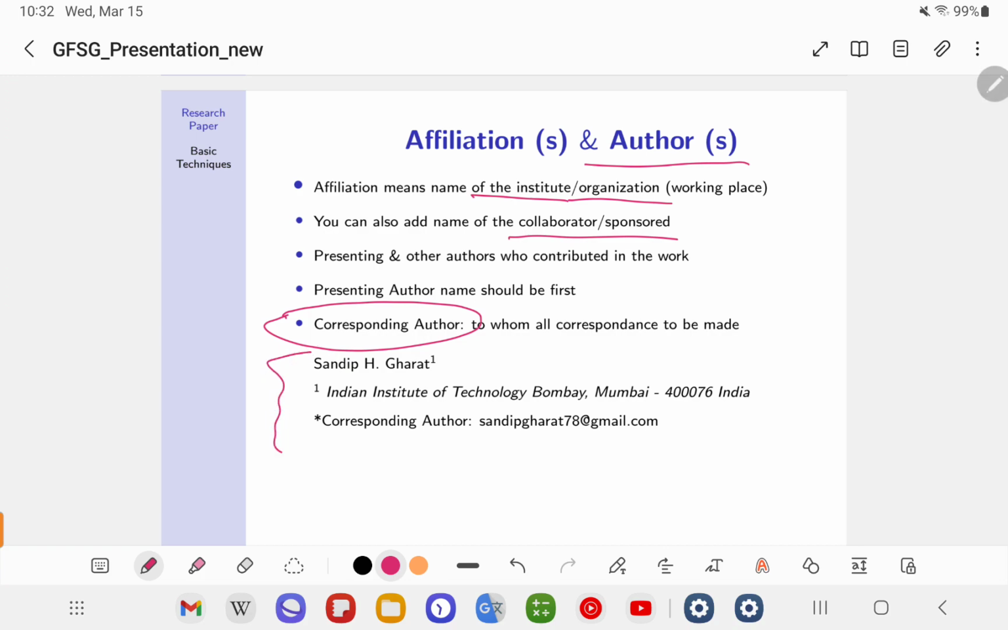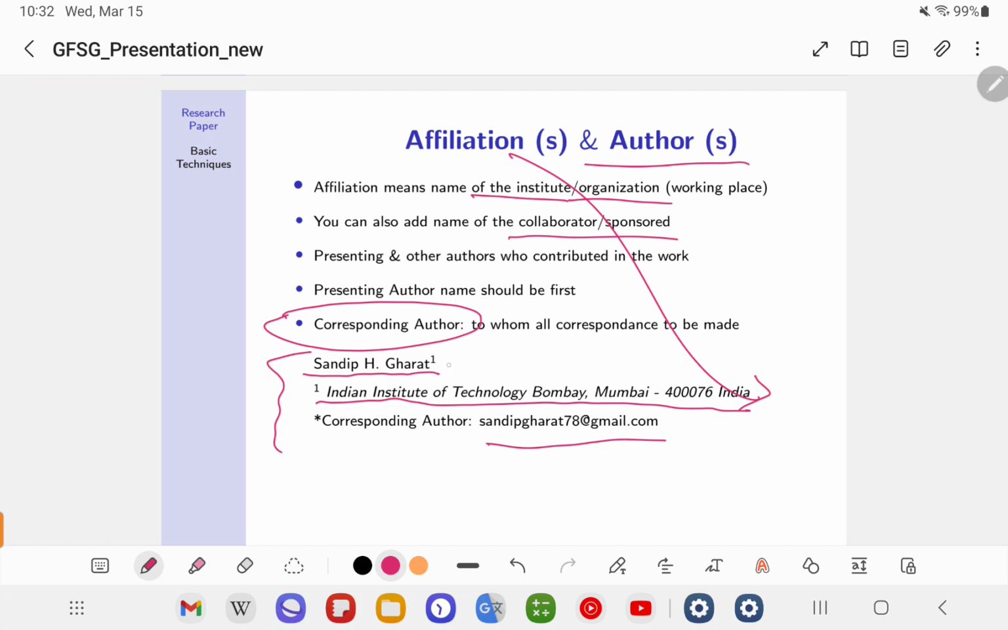So this is a simple example, like Sandeep H. Gharat is the name of the author. For example, it's a single author. This is the affiliation. And the corresponding author, as I'm the only author, so Sandeep Gharat 78@gmail.com.